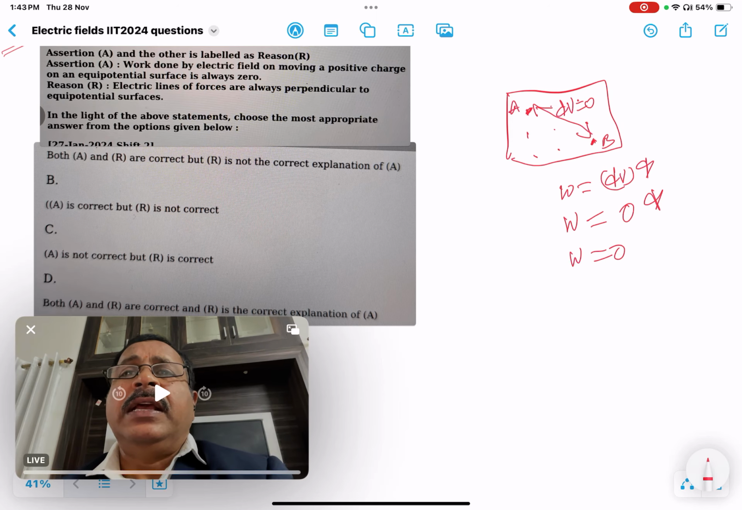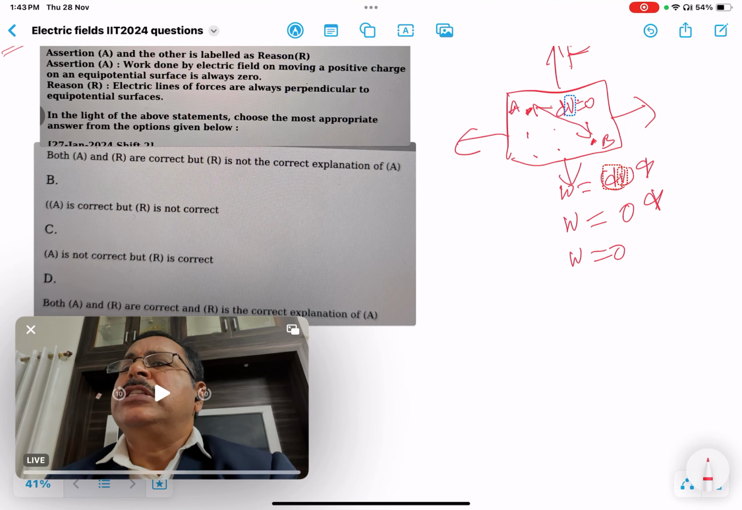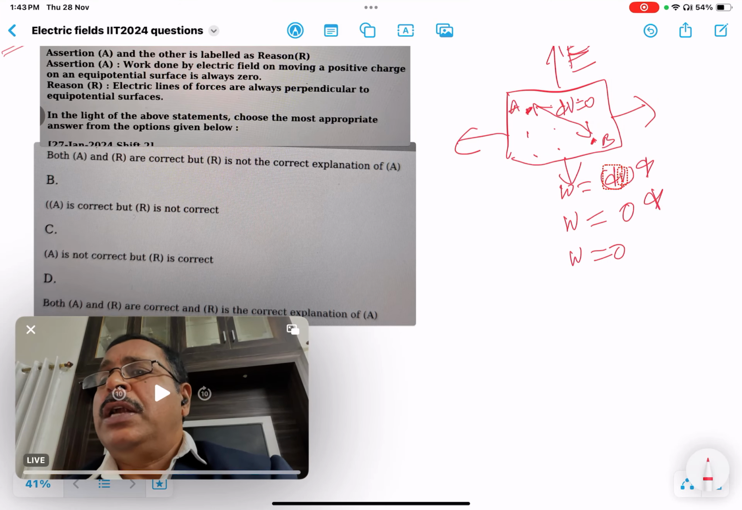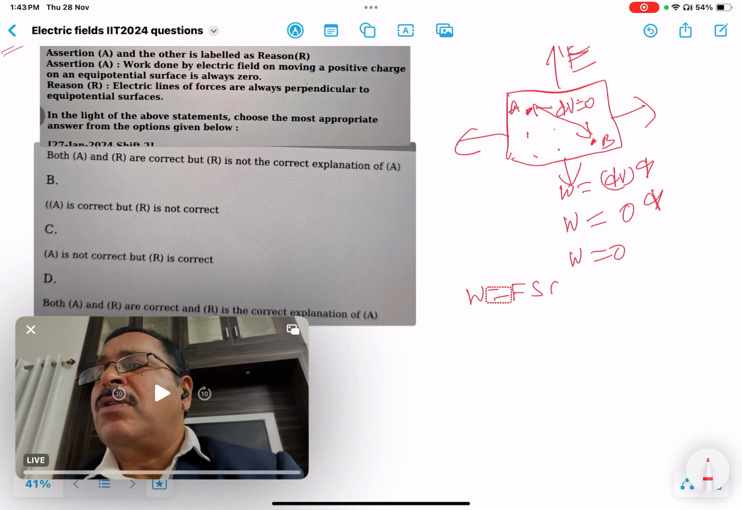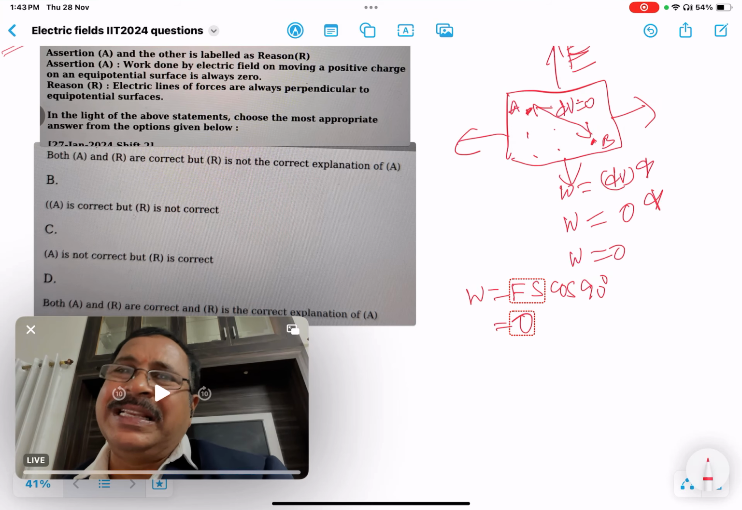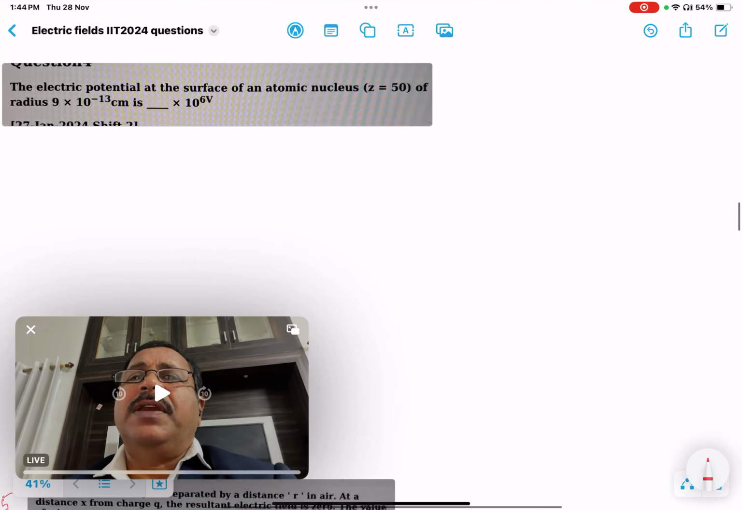Second one, the reason: electric lines of force travel perpendicular to the surface. Electric lines of force are always perpendicular to the surface. This concept is also right for an equipotential surface. So W equals F s cos 90. They are perpendicular, so that's why work done is 0. So this is the correct reason for the assertion. So option number D is the correct answer. Let us go to the next one.